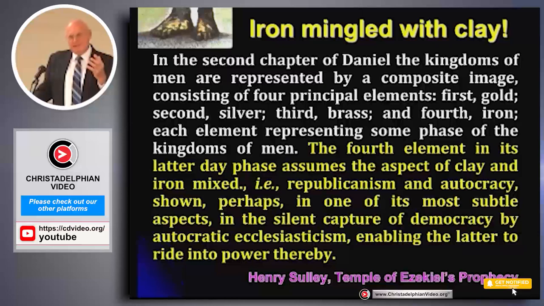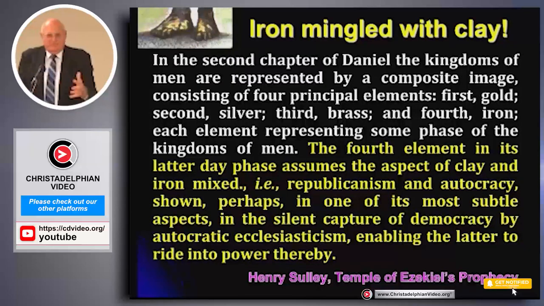And they're represented by clay. And clay, of course, is what man was made out of by the angels. So, of course, it's called also in this passage the seed of men. Right? It's the spirit of men ruling for themselves. So you've got this democracy or this republic spirit represented by the clay.